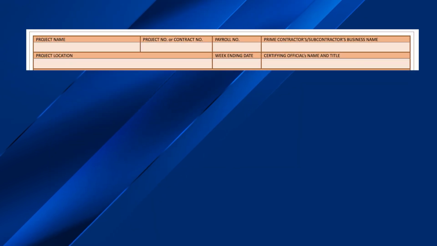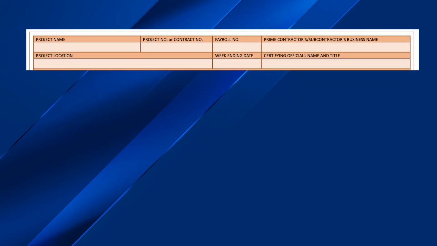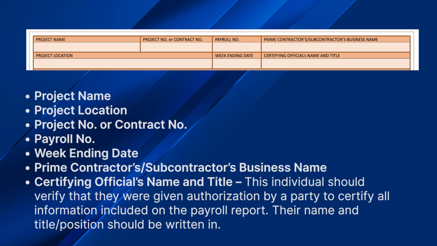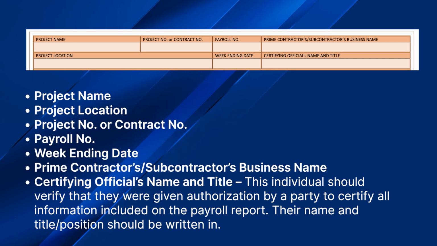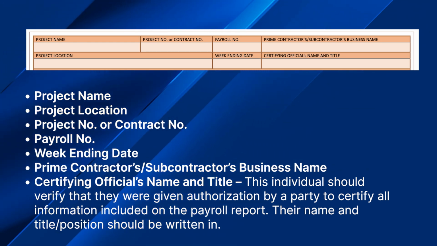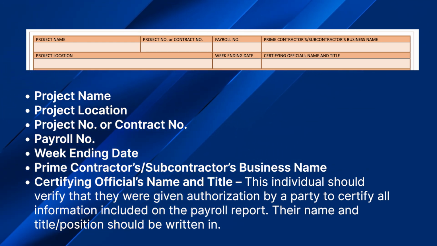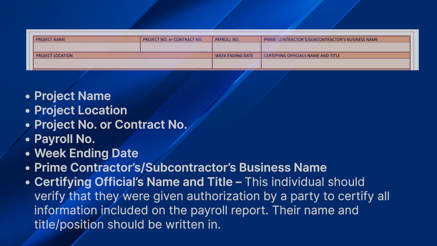First, let's take a look at the authorized certifier information. Here, you would again list the project name, project location, project number or contract number, the payroll number, the week ending date, the prime contractor's or subcontractor's business name, and the certifying official's name and title. This would be an individual who should verify that they were given authorization by a party to certify all information included on the payroll report. Their name and title or position should be written in.